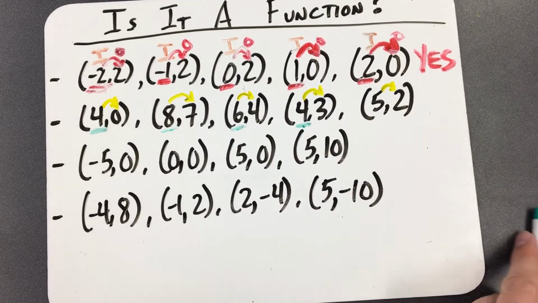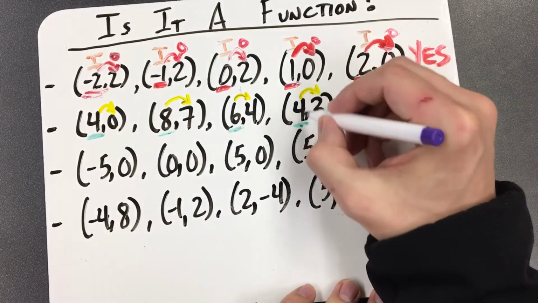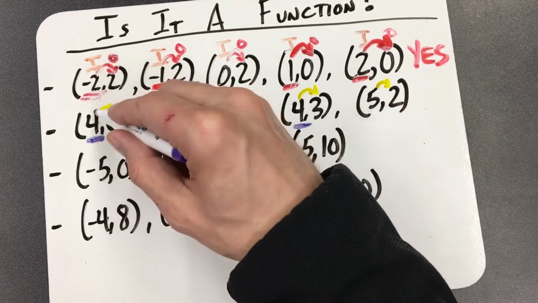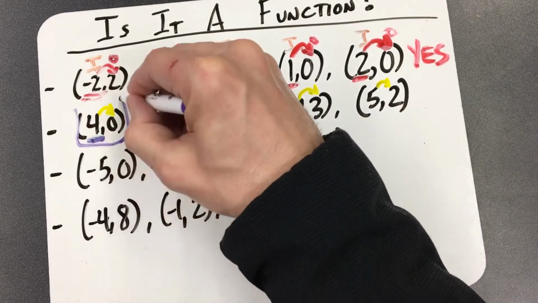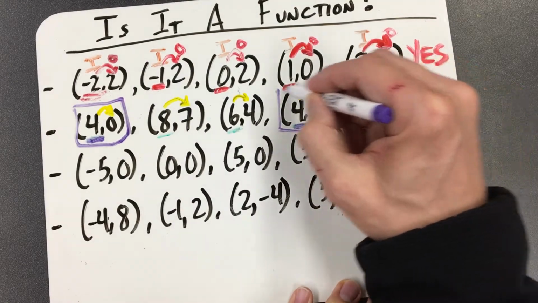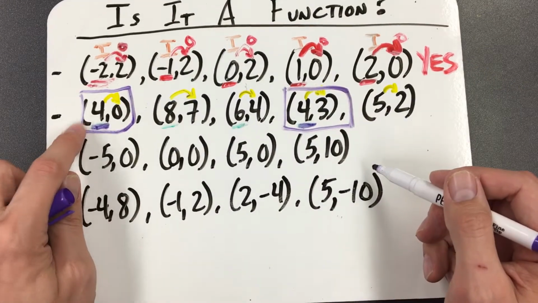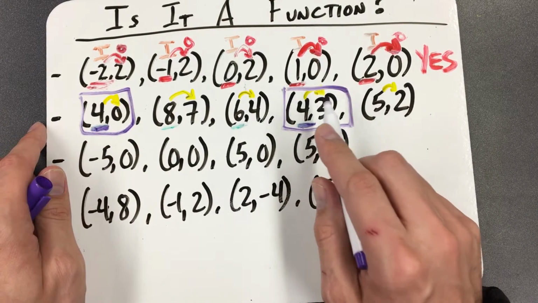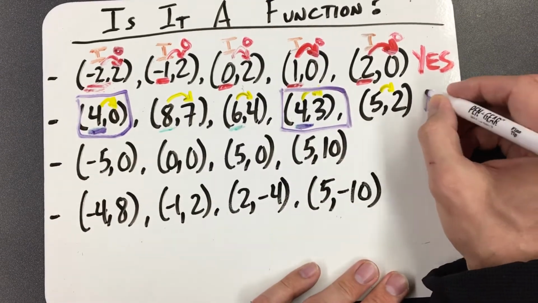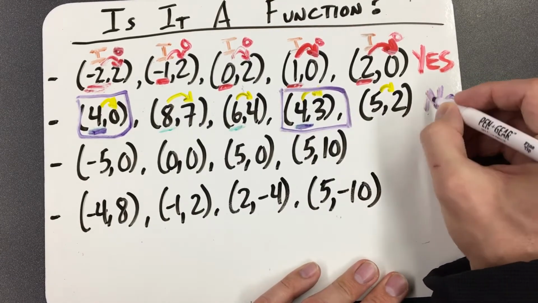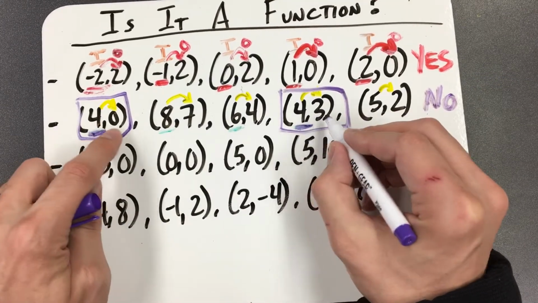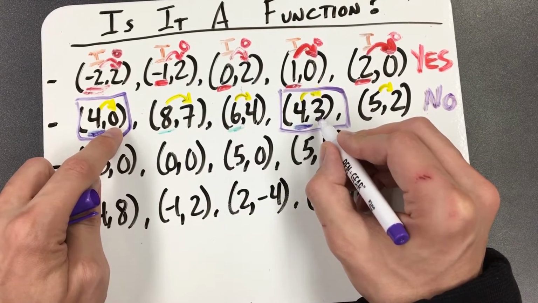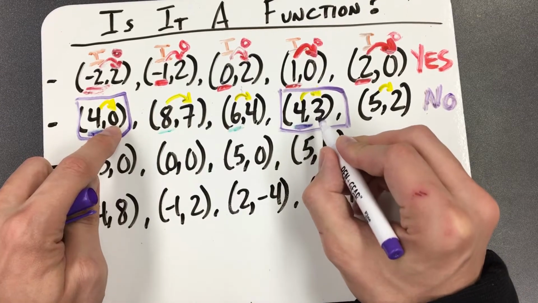Well, look what just happened a little bit earlier at the beginning of this. Right here, the 4 pairs up with the 3. But look at the very beginning. Here the 4 pairs up with the 0. You see how the 4 has 2 different outputs? The 4 at the beginning matches up with 0, and then a little bit later down the line, 4 matches up with 3. That is not allowed if you want to be a function. The input 4 has 2 different outputs. One time it's 0, and then later on, now it's 3. That is illegal if you want to stay as a function.